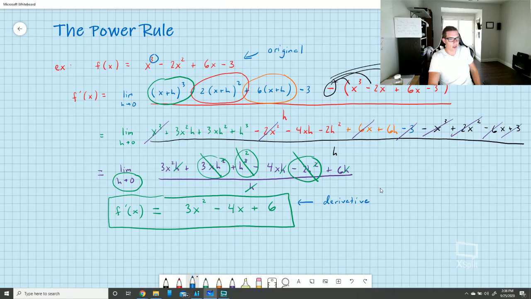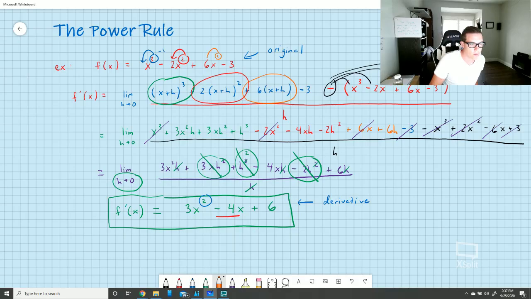Take the 3, multiply it in front. 3 times the front number is 3. Subtract 1 from the power, you get squared. Did you catch it? Let's do the next one. Take the 2, multiply it in front. 2 times -2 is -4. Decrease the power by 1. 4x to the first. Same thing, ready? Let's do it one more time. x to the first power, take the 1, multiply it in front.